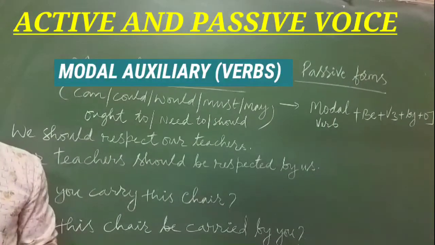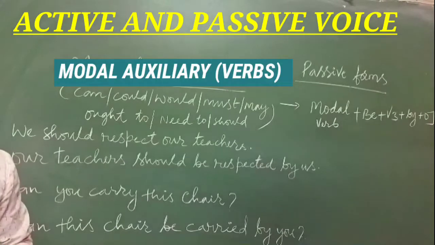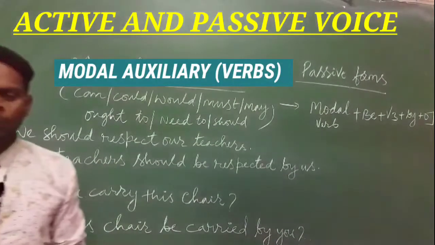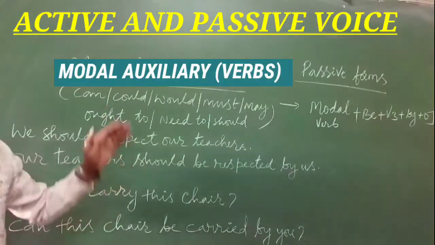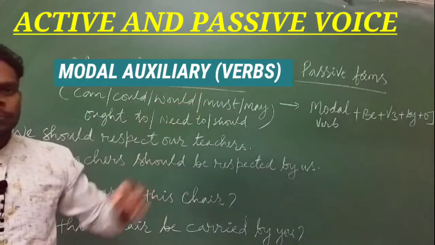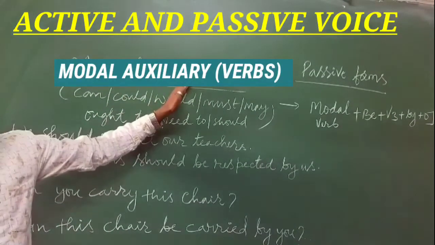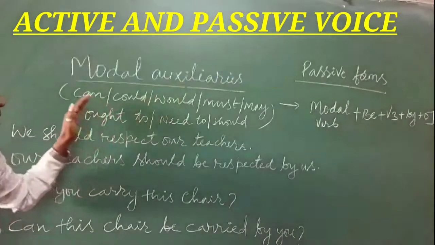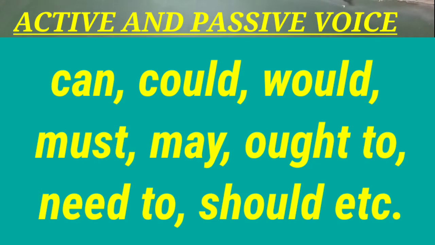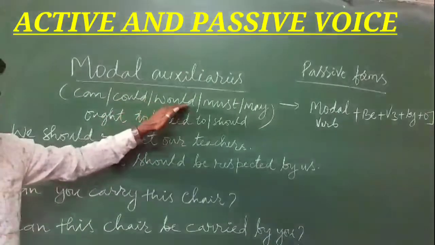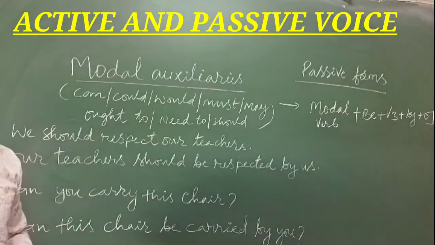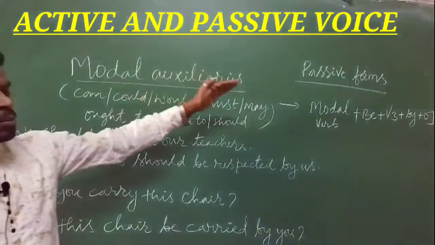Let's continue to learn about active and passive voice. And today we will discuss how to change modal auxiliaries into passive voice. When you talk about modal auxiliaries or modal verbs, it includes can, could, would, must, may, ought to, need to, should, etc. These are known as modal auxiliaries. When these modals are given in a sentence, how can we change from active to passive voice?